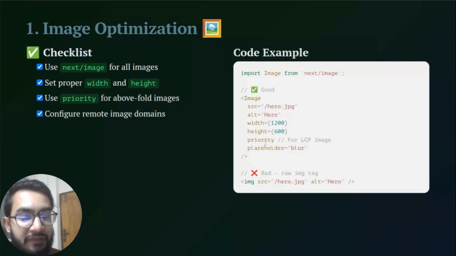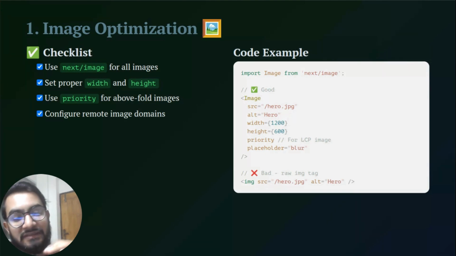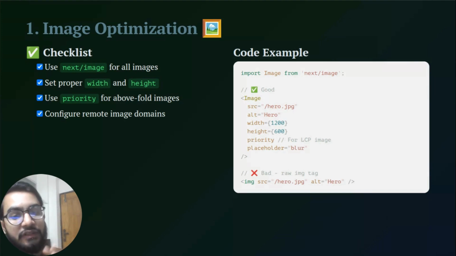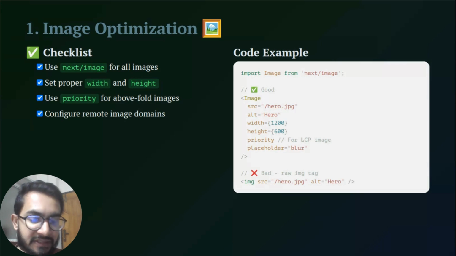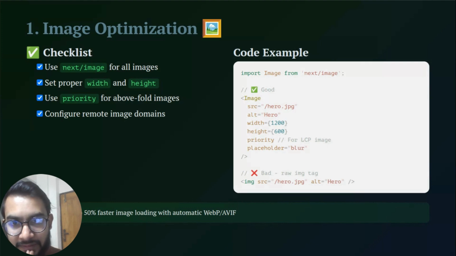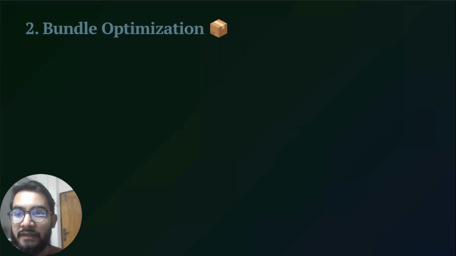You need to set the priority for the LCP image, which is the largest contentful paint. Those images are heavy images, and not all of the images in your application are heavy, so you need to set priority for the heavy images, and you can set placeholder blur. And what is the impact of those instructions? If you follow them, the impact will be 50% faster image loading with automatic WebP. So it's a great impact.